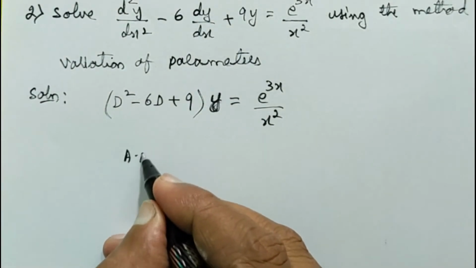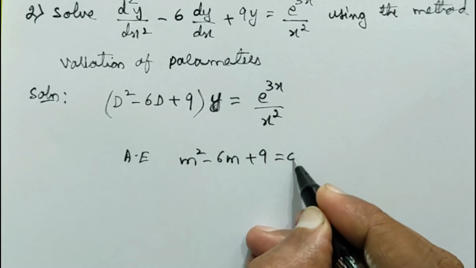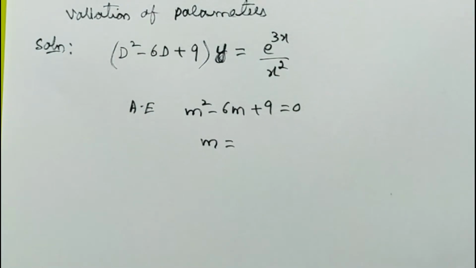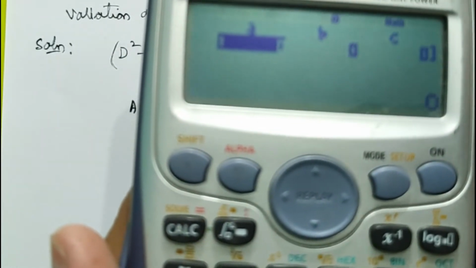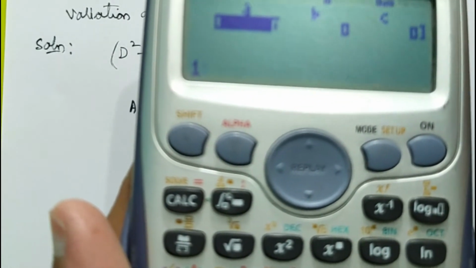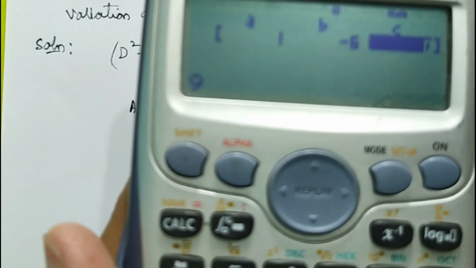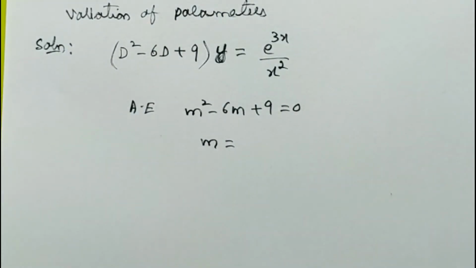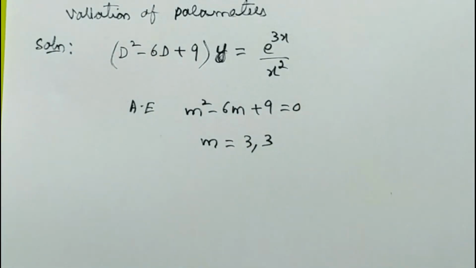Here the auxiliary equation is m square minus 6m plus 9 equals 0. So you can write down the roots of the equation. Once again, if you want, you can use the calculator to find the roots. The coefficient of m square is 1, the coefficient of m is minus 6, and the constant term is 9. You can observe that the root 3 is shown only once, which means that the root 3 is repeated. The roots are repeated roots.